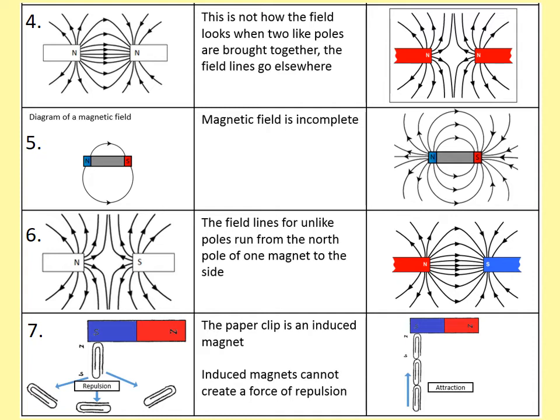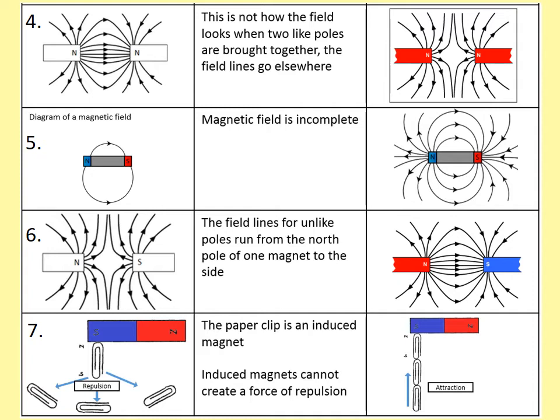Number 5, well, they've not completed the magnetic field, you just need to complete it and finish it off. You'll notice that the lines themselves, if you ignore the arrows, are symmetrical. So when you draw it, try and make it look symmetrical.